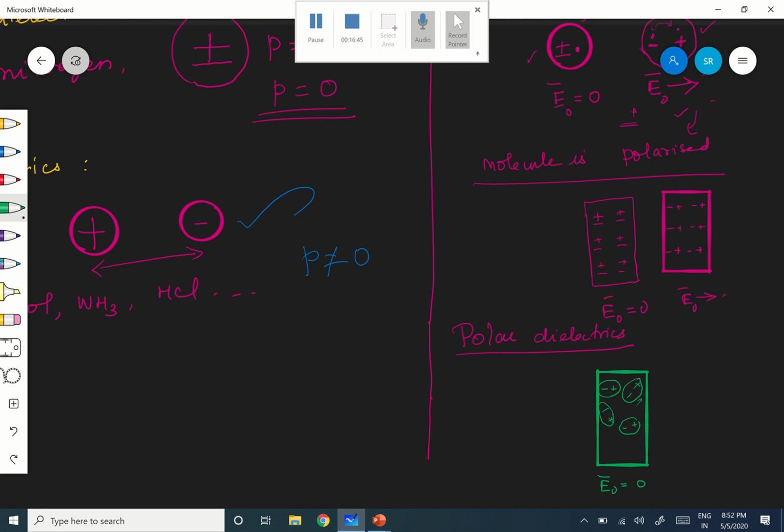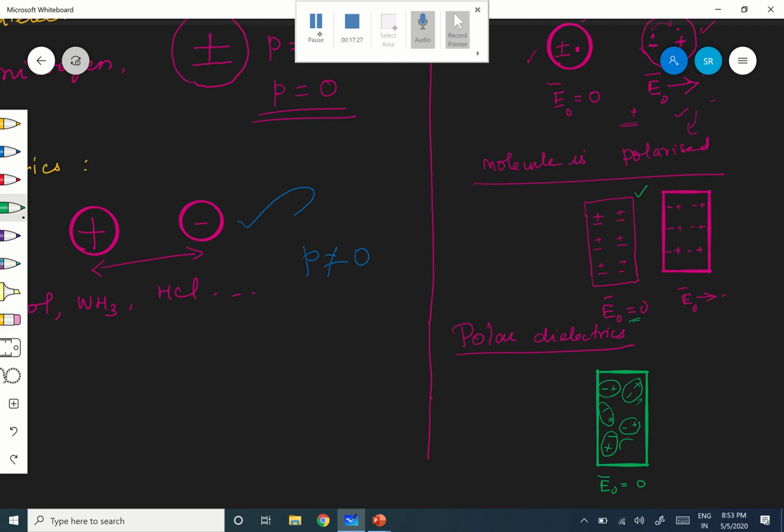The molecules have a non-zero dipole moment, unlike the non-polar dielectric. In the case of a non-polar dielectric, in the absence of an electric field, the centers of mass of positive and negative charge coincide, but here they are not coinciding. Every molecule has a non-zero dipole moment. Hope you are following. If it is plus here, this will be minus, like that. There is randomness now.